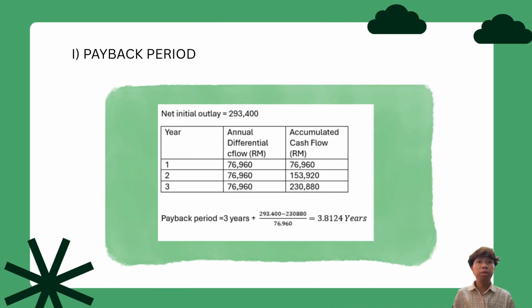Then, payback period. The payback period measures how long it takes for the project to recover the initial investment. Based on the accumulated cash flow, the initial outlay of 293,400 ringgit is recovered in 3.81 years. This means this project can pay back the investment in less than 4 years.